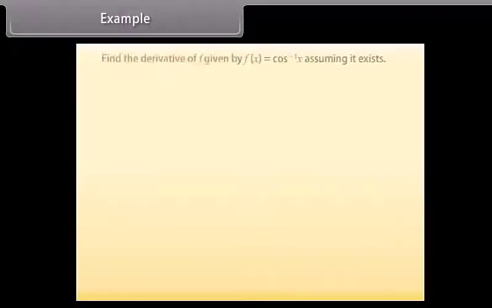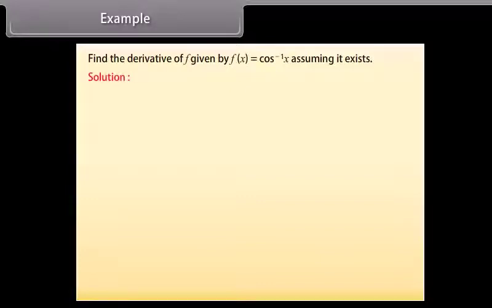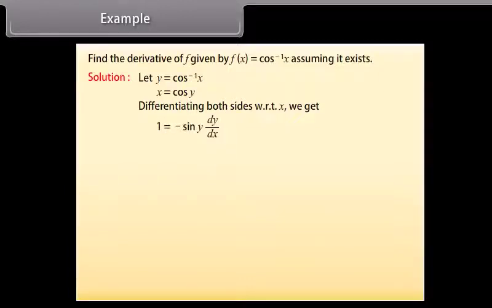Example. Find the derivative of f given by f of x is equal to cos inverse x, assuming it exists. Solution. Let y is equal to cos inverse x. x is equal to cos y. Differentiating both sides with respect to x, we get 1 is equal to minus sine y into dy by dx. dy by dx is equal to minus 1 by sine y.